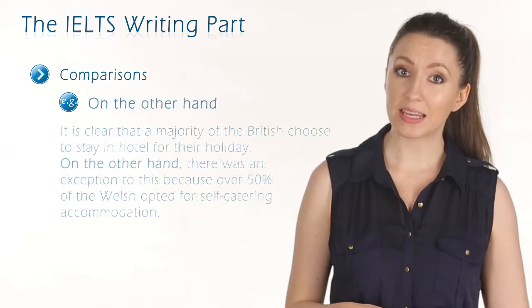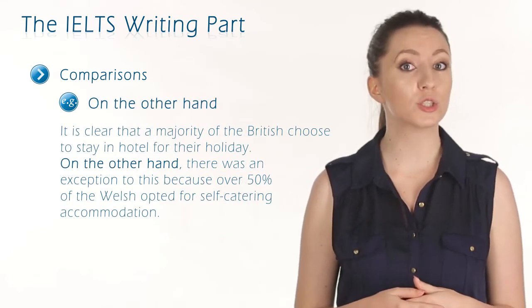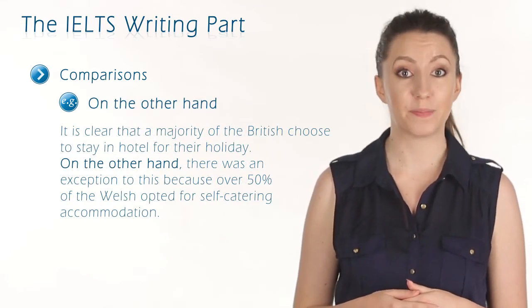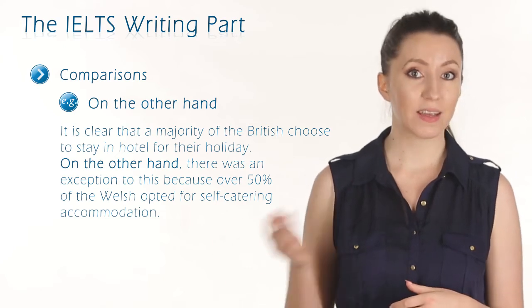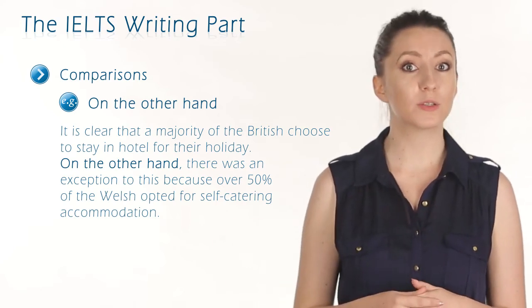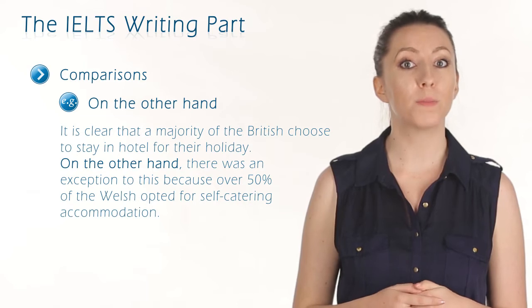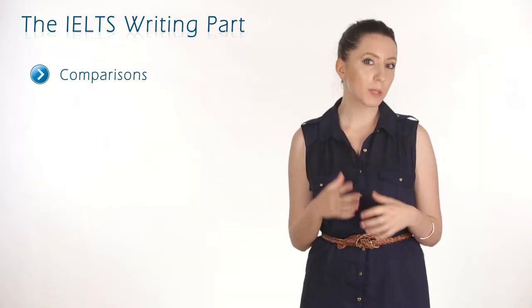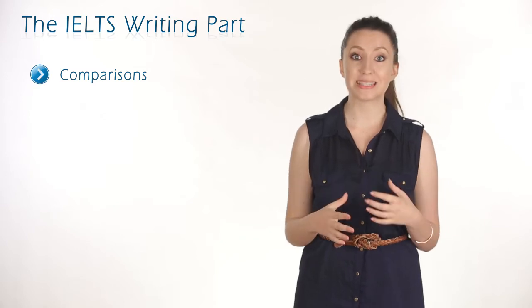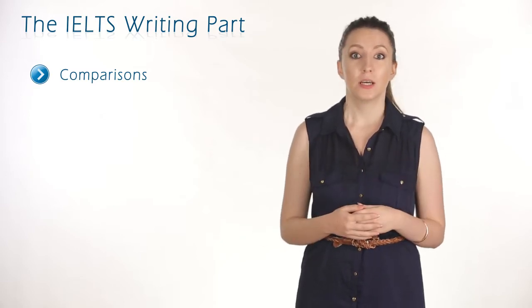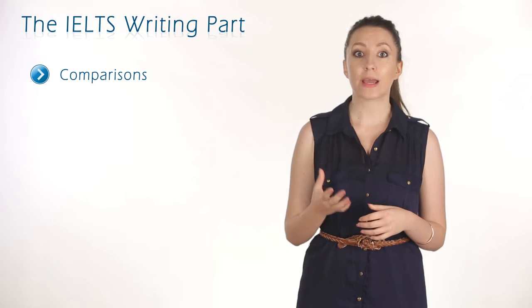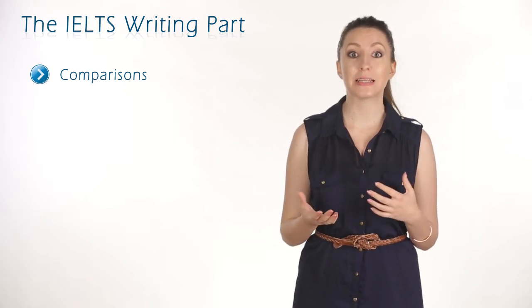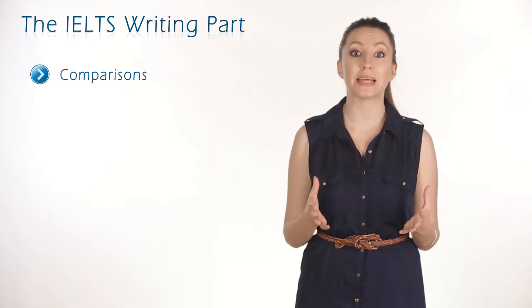On the other hand, it is clear that a majority of the British choose to stay in hotels for their holiday. On the other hand, there was an exception to this because over 50% of the Welsh opted for self-catering accommodation. You need to make a note that normally we use a comma after in contrast and in comparison. Note that there are always a lot of different ways to use compare and contrast, and these are just some of the most basic examples.